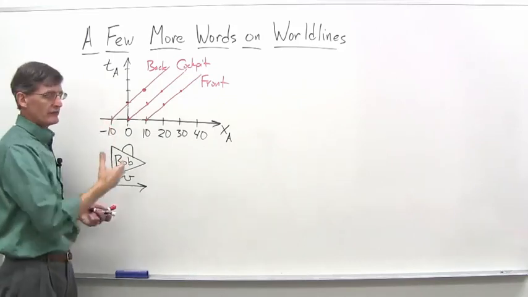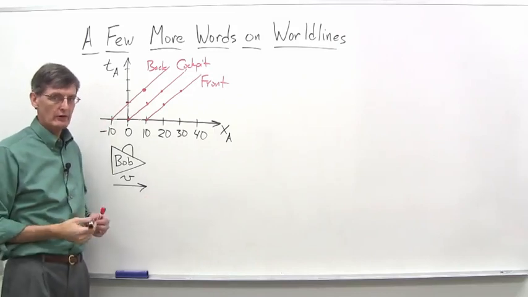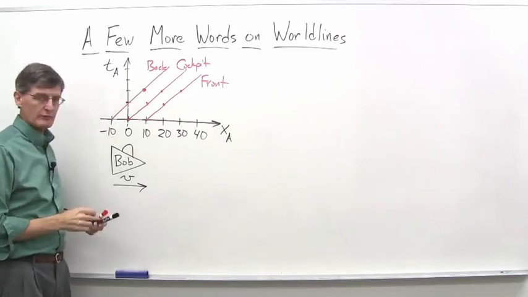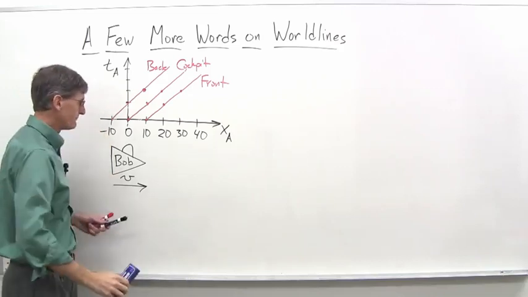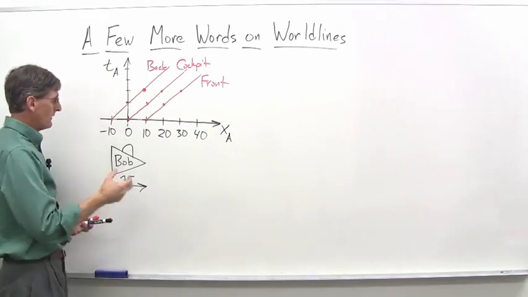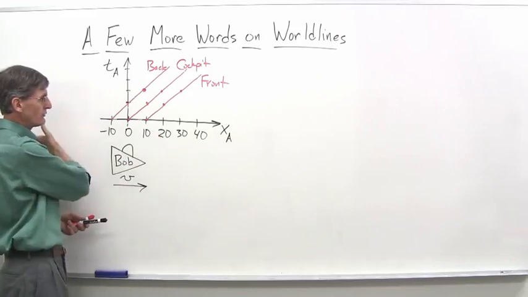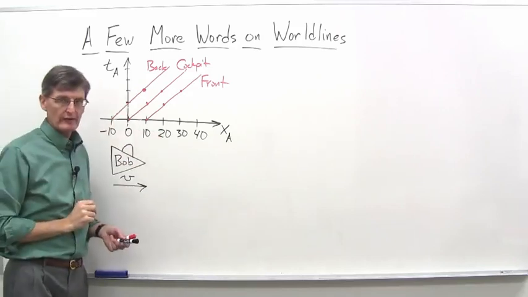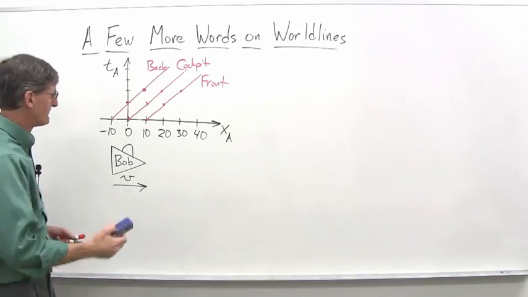Like I said, this will be important when we consider the so-called pole in the barn paradox in special relativity. So that's one example I wanted to do. As a little exercise, you might think about what if Bob was moving backwards? If he's moving in this direction, what would the world lines be like? I'll leave that as a little thought exercise for you.